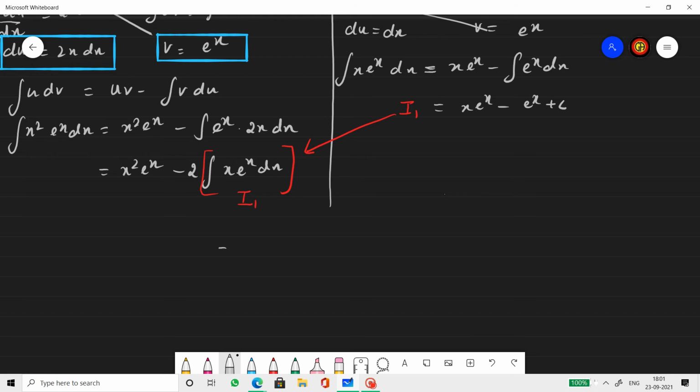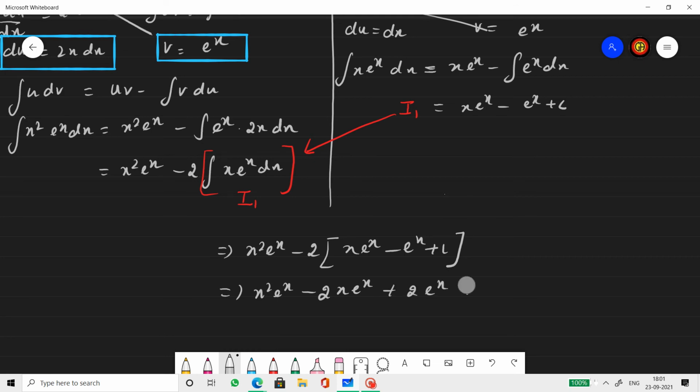Then the answer is x square into e power x minus 2 times x into e power x minus e power x plus c. Which means x square into e power x minus 2x e power x plus 2 e power x plus minus 2c. And let's consider minus 2c as capital C. So this will be x square into e power x minus 2x into e power x plus 2 e power x plus c.